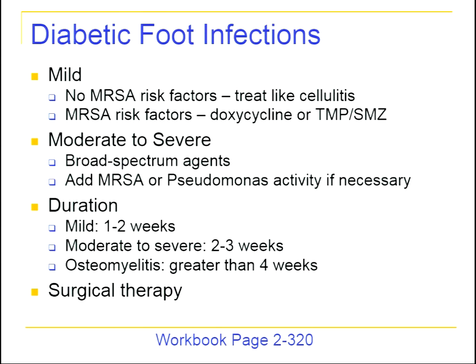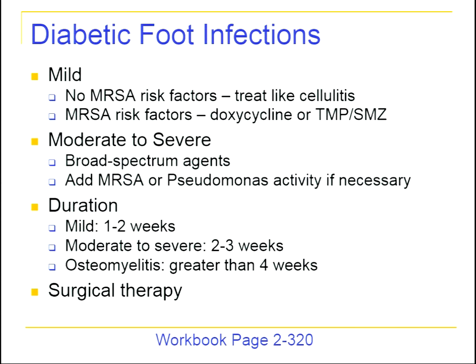So in mild, where you have no MRSA risk factors and it's just more or less a cellulitis, you can treat it like a cellulitis. You don't have to do really broad therapy. But if it's more moderate to severe, a deeper infection, then you need to use more broad spectrum agents because you're probably dealing with anaerobes and gram-negative organisms along with gram-positive organisms. And then the treatment depends on whether it's mild, moderate to severe, or osteomyelitis.